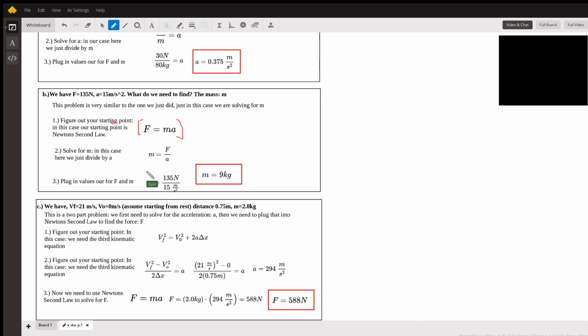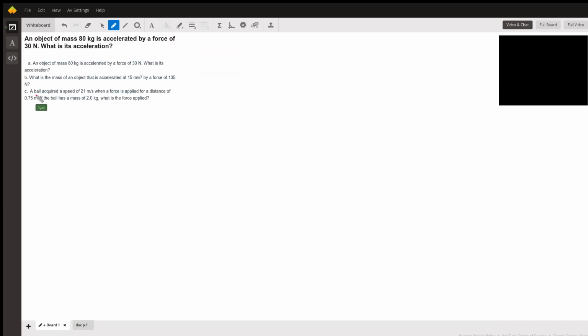And then next, we just need to plug in what our F and a was. In our case here, our force was 135 newtons. Our acceleration was 15 meters per second squared. So we take 135 newtons, again, divided by 15 meters per second squared, and we get our mass of 9 kilograms, which is awesome. Part C says that a ball has acquired a speed of 21 meters per second when a force is applied over a distance of 0.75 meters. If the ball has a mass of 2 kilograms, what is the force applied?